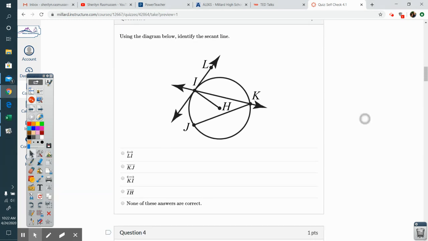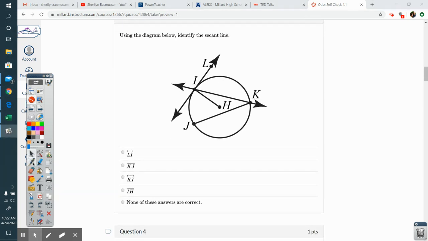All right. We want to also identify the secant line here. We can just look and say, well, KJ and IH are not because they have line segment signs. LI, we look here, touches in one spot, so it's not. KI continues on, touches it in two spots. So yes, that is a secant line.